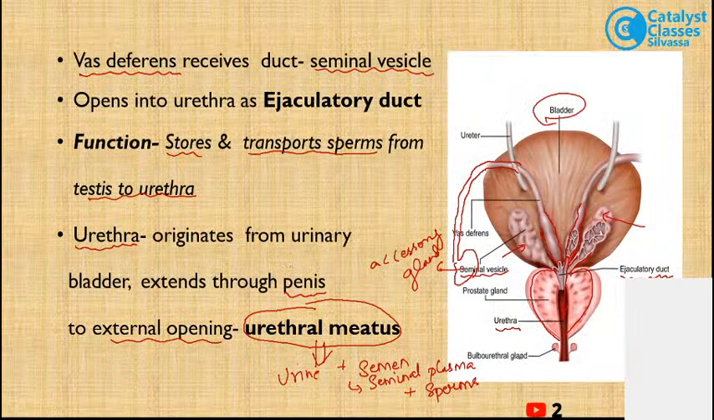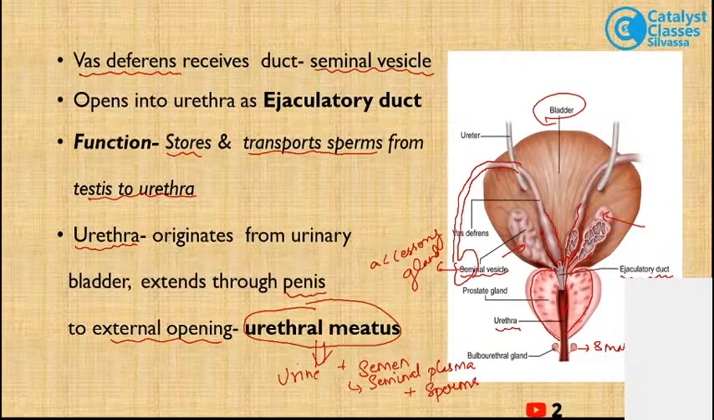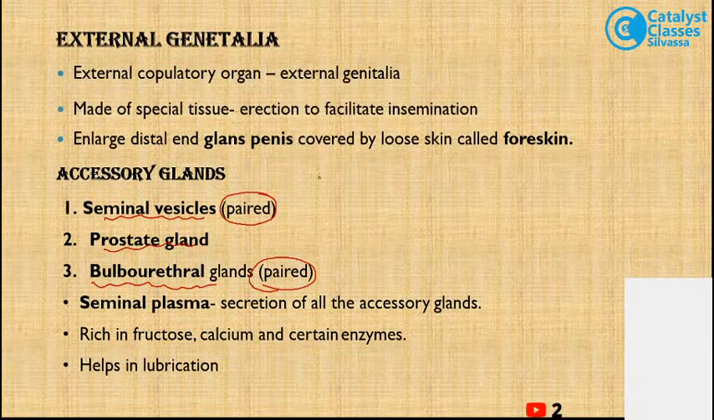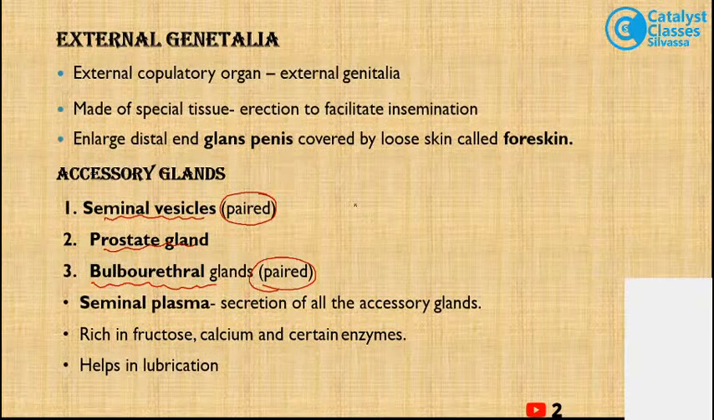Again you can see here the bulbourethral gland, paired. They are very small, about the size of a green pea. Together the seminal vesicles, prostate gland and the bulbourethral gland are involved in the secretion of the seminal plasma. Okay, now if we talk about the seminal plasma, this plasma which is secreted will be rich in fructose, calcium and certain enzymes.